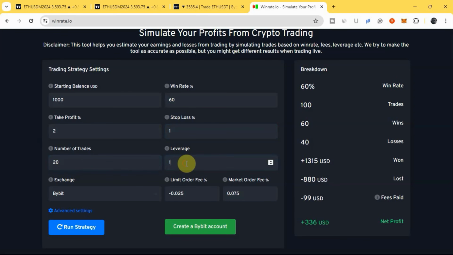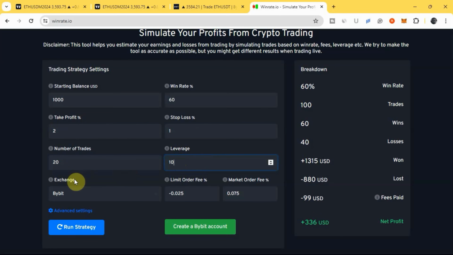Now the leverage, so I just finished talking about leverage. For leverage, I'll use 10. Again, I won't advise you to use more than 30. Even 30 is high, but I will never advise you to use more than 30. You can just use 10x leverage for this. So that means that for 10x leverage, if I make profit, that's 2 times 10, that's 20% profit. If I lose, that's 1 times 10, that's 10% loss.